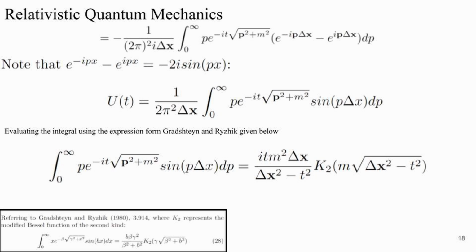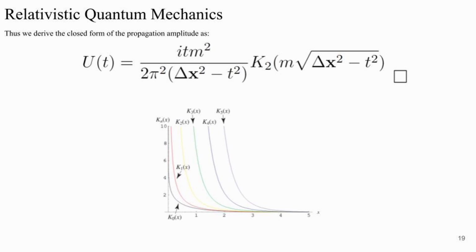This expression is given on the bottom left, and we apply it to our integral to derive our final result. After some simplification, we arrive at our final result. Again, this expression violates causality because we can choose an arbitrarily small time and arbitrarily large delta x such that the amplitude of propagation between states x0 and x is non-vanishing.